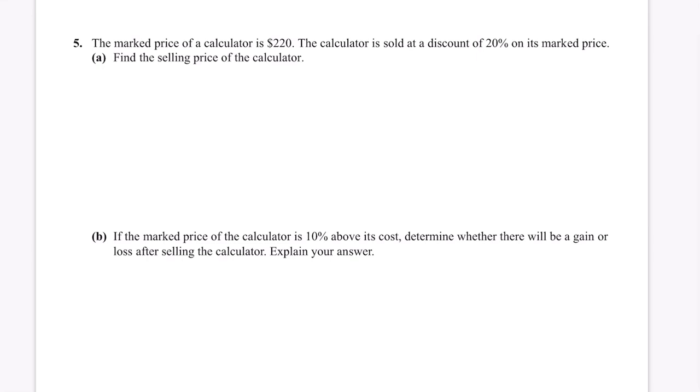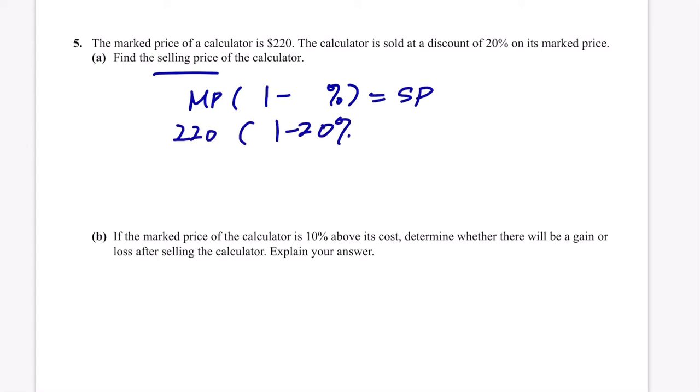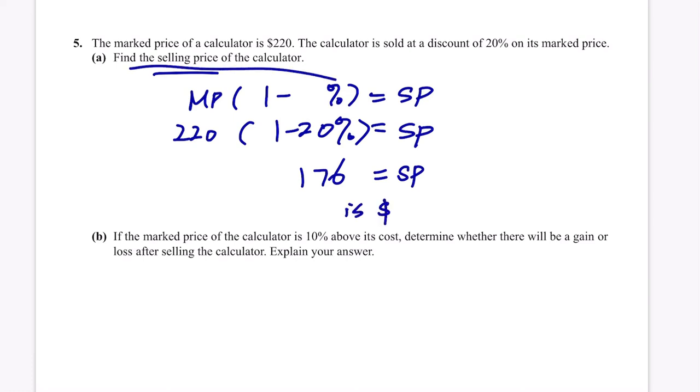The market price of calculator is 220 and then there's a discount, so you have to find the selling price. Actually that's what happens in DSE as well. It's very straightforward. Market price 1 minus something discount percentage equals to the selling price. So 220, 1 minus 20 percentage, you get the selling price already, which will be, please use calculator for the whole question, it will be 176. Okay, and then the last you write this thing is 176.